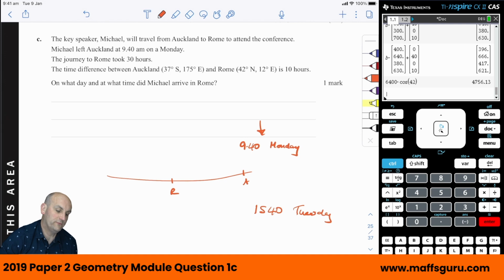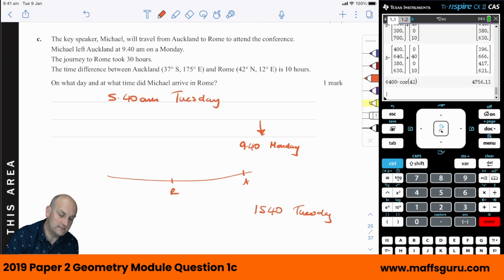The time difference between Auckland and Rome is 10 hours, so that's 10 hours backwards. On what day and at what time did Michael arrive in Rome? 10 hours off of 3 p.m. is 3 a.m. Sorry, try that one again. Take 10 hours off of 15:40 and that gives me 5:40 on Tuesday morning. So 5:40 a.m. on Tuesday morning.